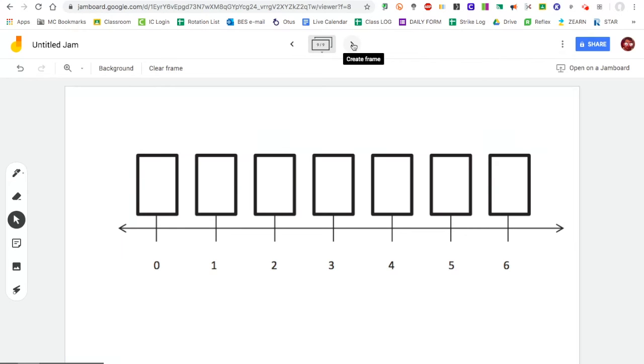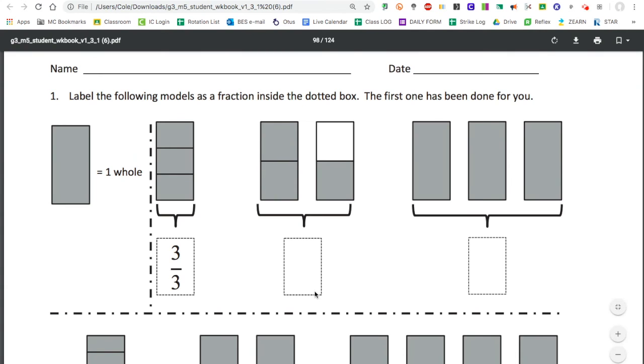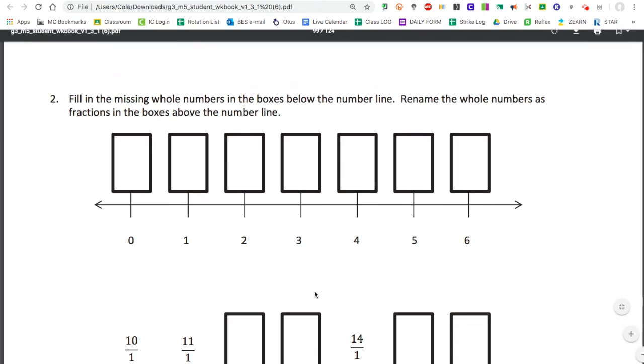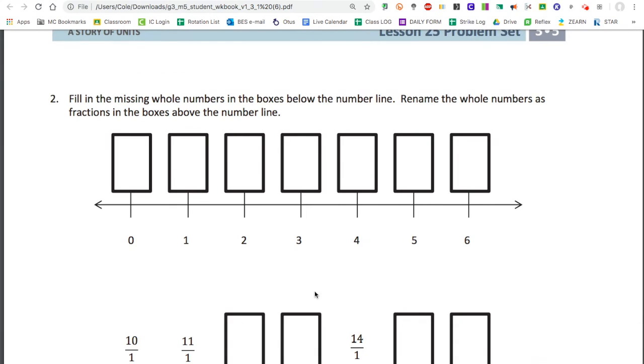Now, if we go back to this problem set, it says fill in the missing whole numbers in the boxes below the number line. Rename the whole numbers as fractions in the boxes above the number line. So, if you've been listening to what I said, you could change any whole number into a fraction by putting it over 1. So, it's just this simple right here.